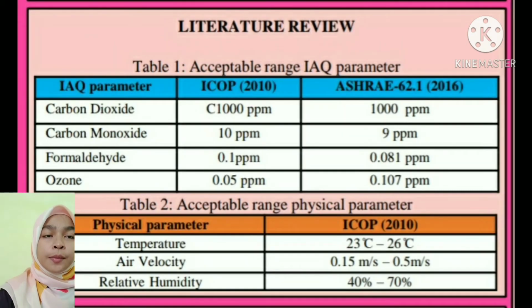For the literature review, Table 1 shows the acceptable range of IAQ parameters, which are carbon dioxide, carbon monoxide, formaldehyde, and ozone. For carbon dioxide, the acceptable range is not more than 1,000 ppm. And Table 2 shows the acceptable range of physical parameters. For temperature, the acceptable range is 23 degrees Celsius to 26 degrees Celsius. Air velocity is 0.15 meters per second to 0.5 meters per second. Relative humidity is 40% to 70%.